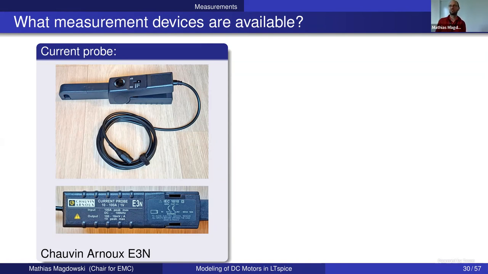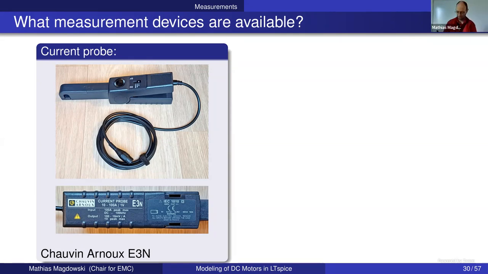But how does it work? La magique. So it happens via the magnetic field. If you have a current flowing somewhere, there will be a magnetic field around the current. And this magnetic field will go into this probe and the probe will measure the magnetic field. And then at the output, you will get a corresponding voltage, which can be seen on the slide.